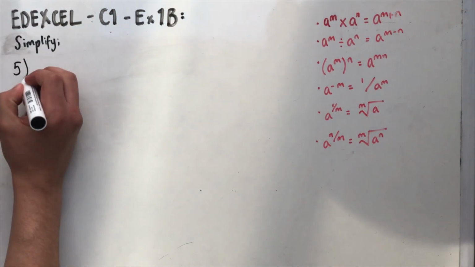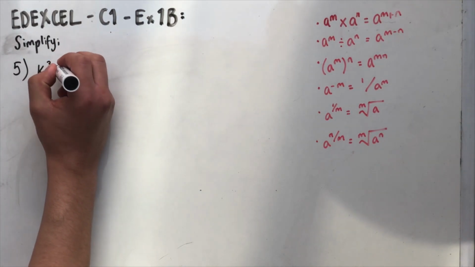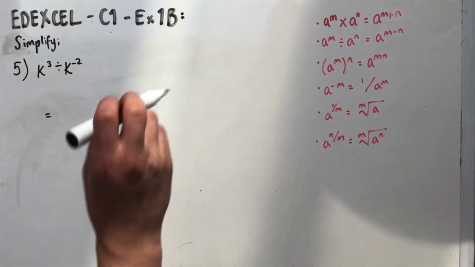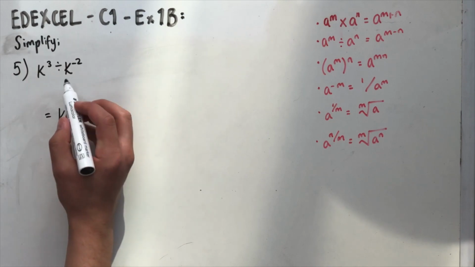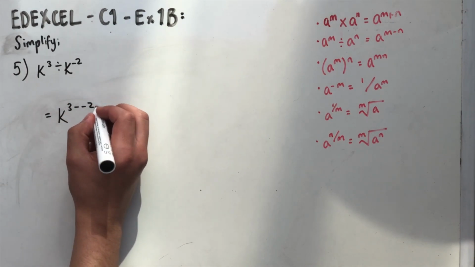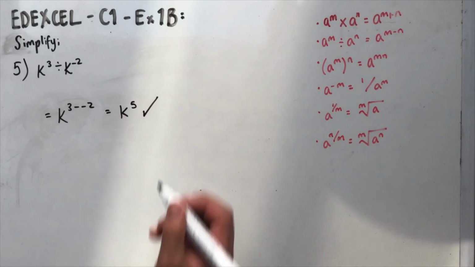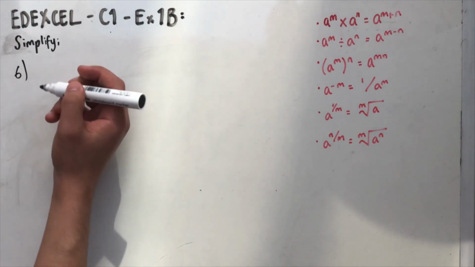Question 5, we have k cubed divided by k to the power of minus 2. So once again it's dividing, so we use the second rule down on the right hand side. And we do k to the power of 3 minus, because we're dividing, remember, minus 2. Now 2 minuses make a positive, so it ends up k, 3 plus 2, k to the power of 5.